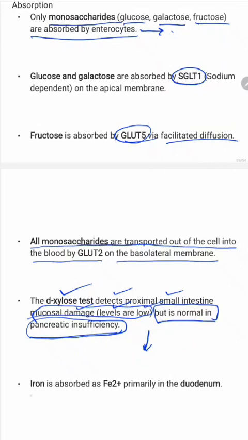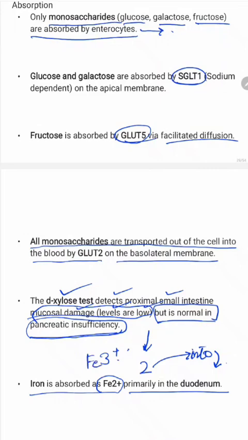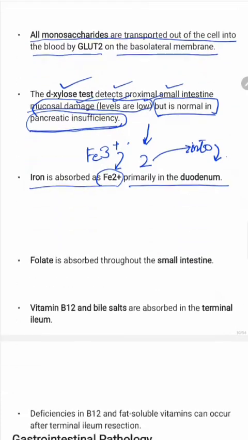Okay, then iron is absorbed as Fe2+ primarily in the duodenum. So we can remember it as 2 into the duodenum. Fe3+ is not usually absorbed. First it will be converted into Fe2+ and then it will be absorbed in the duodenum.